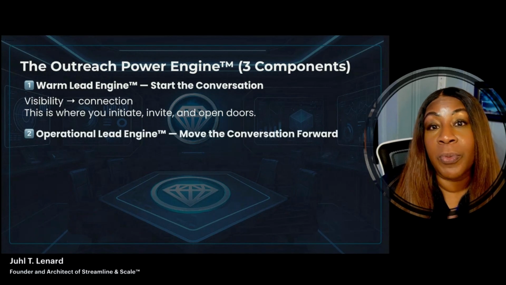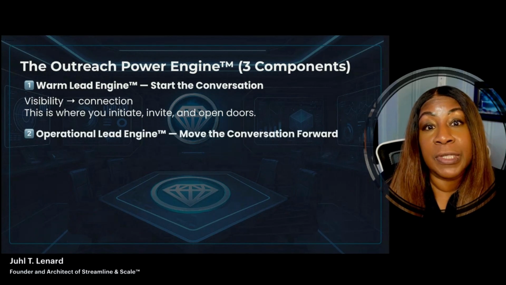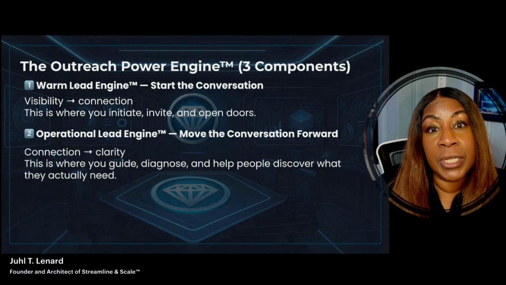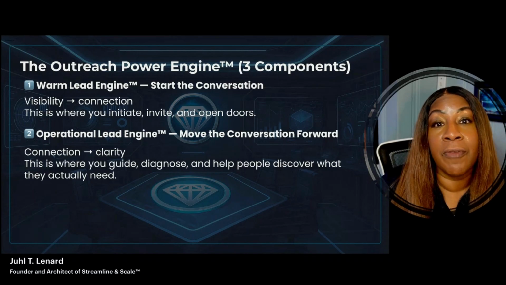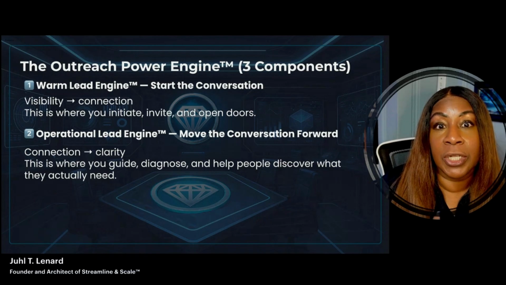Then there's the operational lead engine, where we move the conversation forward, from connection to clarity. This is where you guide, diagnose, and help people discover the help that they actually need, that you can help them with.